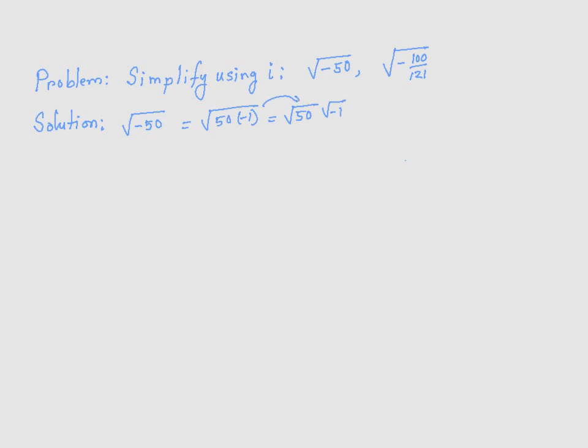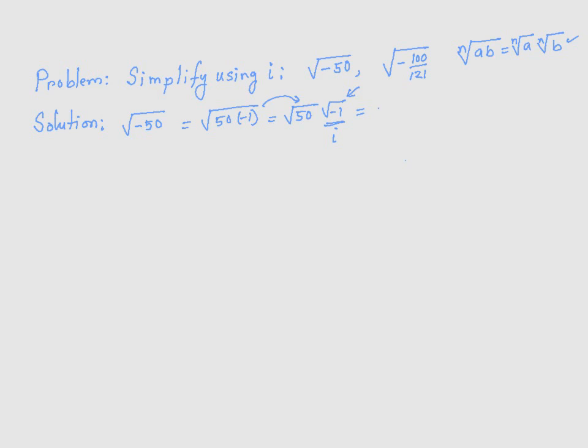In going from here to here, I have used this formula: the nth root of AB is equal to the nth root of A times the nth root of B. That's the formula that I used. That's the multiplication property of radicals. Now, the square root of negative 1 is i, so I'm going to replace this by i.